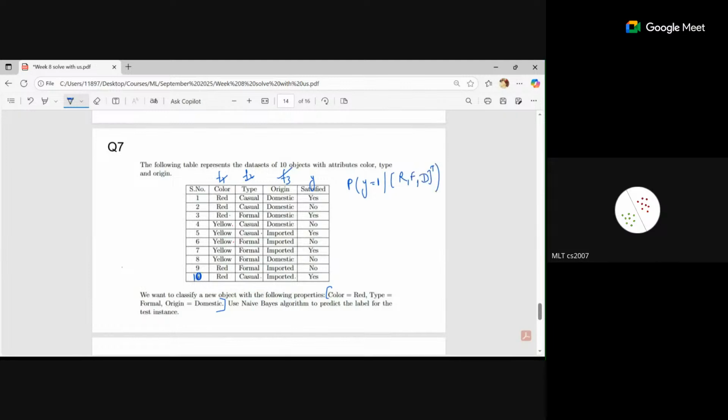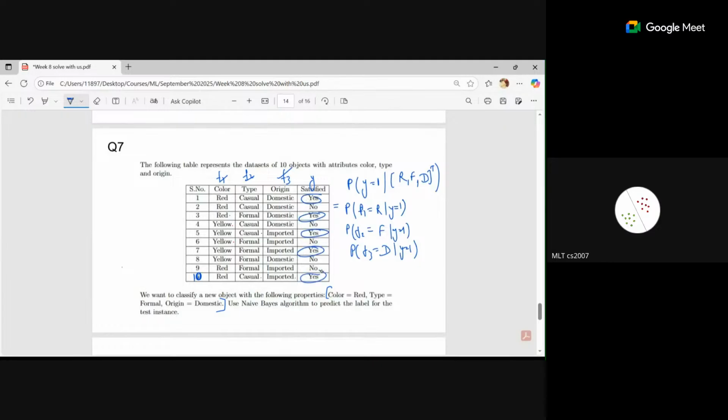Right? This is what we have to find out. So now what is this going to be? This is the probability that feature f1 is red given y is equal to 1, times the probability that feature f2 is formal given y is equal to 1, and the probability that feature f3 is domestic given y is equal to 1, times the probability of y is equal to 1. And what is that probability? So 1, 2, 3, 4, 5.